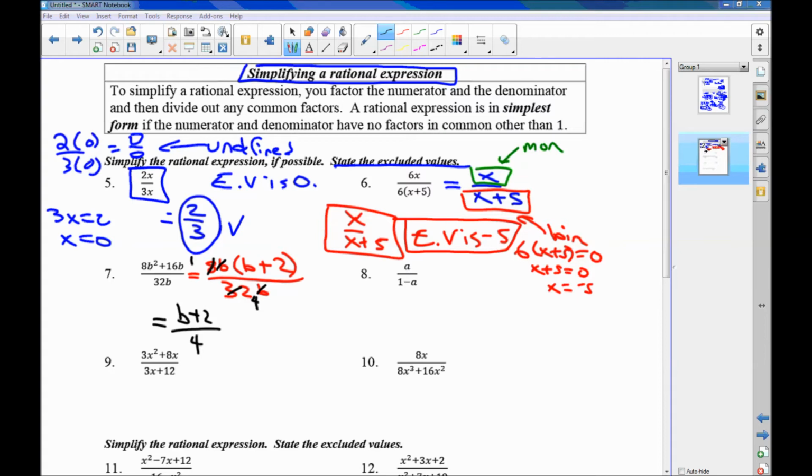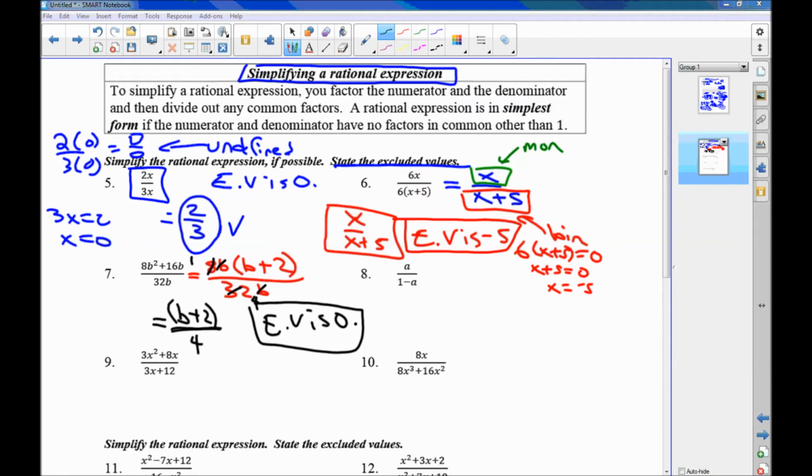Do not try to cancel the 2 and the 4. Remember, binomial up top, monomial down below. They don't cancel together. That's because of the order of operations. This big bar is a grouping symbol, so we have to do this before we can divide by 4. All right, we do have an excluded value. It's easy to see this one. It's 0 again. If b was 0, our original fraction would have 32 times 0 on the bottom.